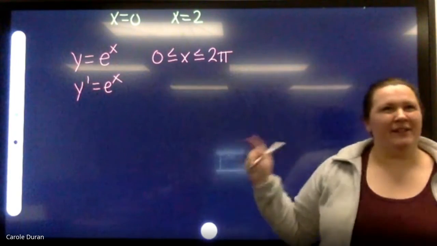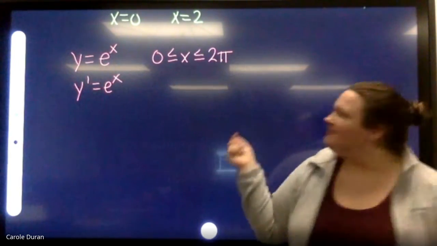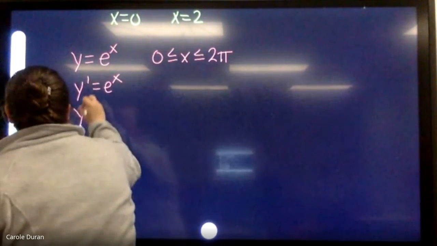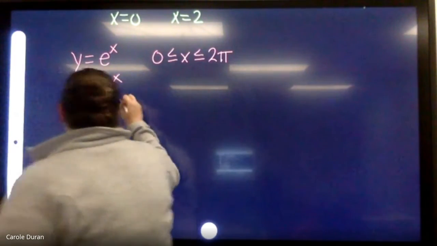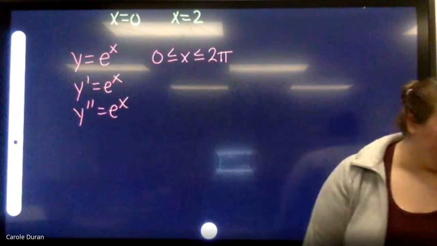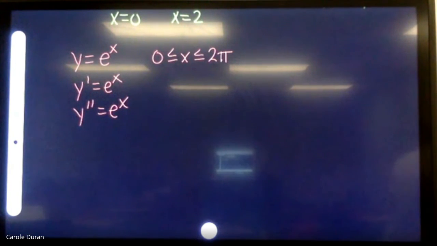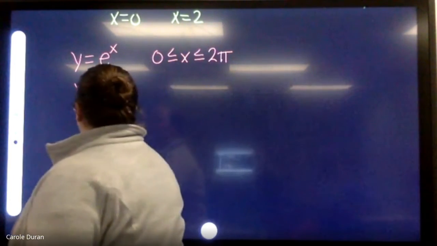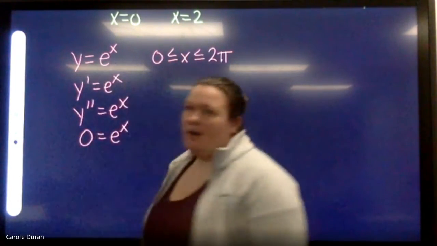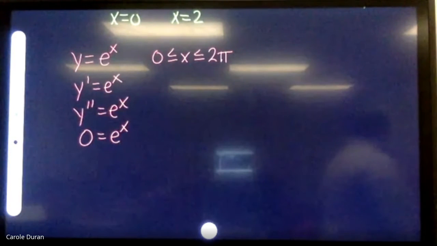Then what's the derivative again of e to the x? E to the x. So my second derivative is e to the x. What do I do with that e to the x second derivative? Set it equal to 0. And I solve for what x value makes that 0.